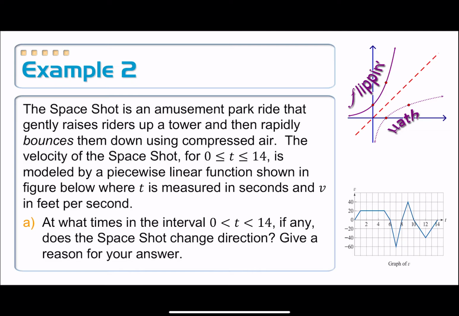The velocity of the Spaceshot for 0 ≤ t ≤ 14 is modeled by a piecewise linear function shown in the figure, actually to the right and below, where t is measured in seconds and v is measured in feet per second. All right, let's take a look at each one of these individual parts. Part A. At what times in the interval between 0 and 14, if any, does the Spaceshot change directions? And give a reason for your answer.